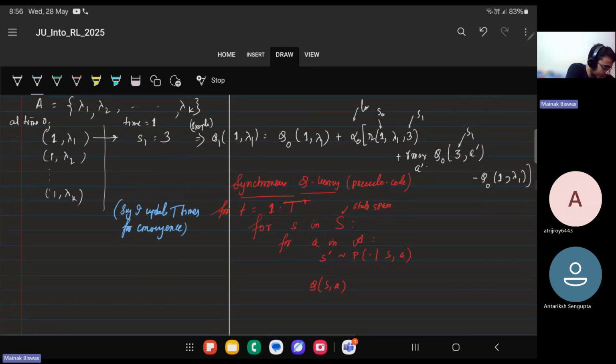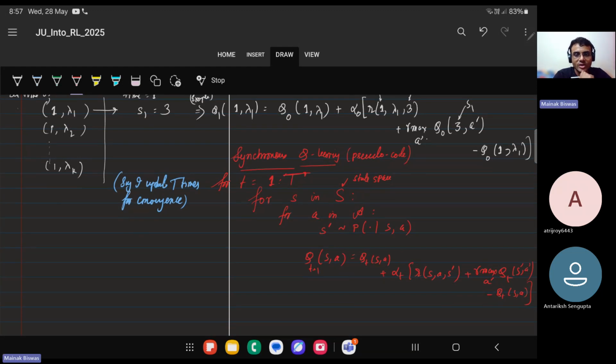Okay, so now what can I write this as? This can be written as Q t plus 1 is equal to Qt of SA plus alpha t times R of SAS dash plus gamma times max over A dash of Qt of S dash A dash, minus Qt of SA. Is this crystal clear now?